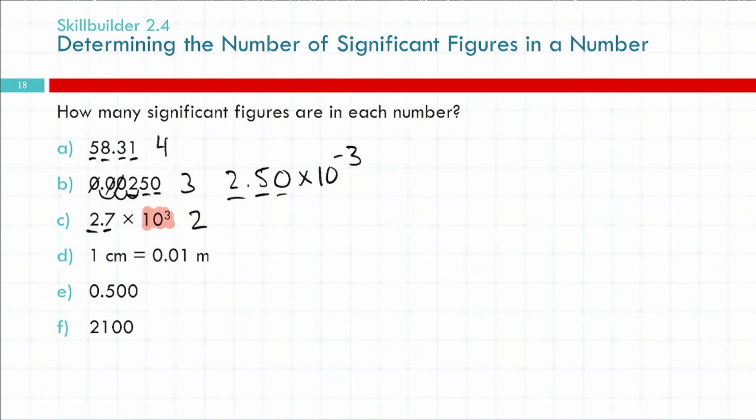This next one, and this is the thing to remember. All metric conversions are exact. So 1 millimeter, or 1 centimeter here, is exactly 1/100th of a meter.